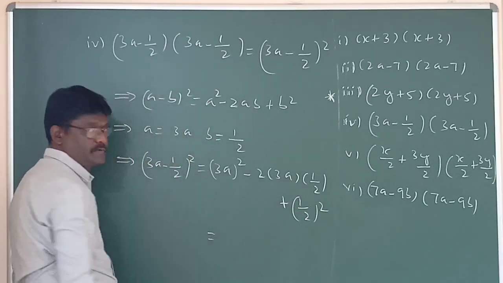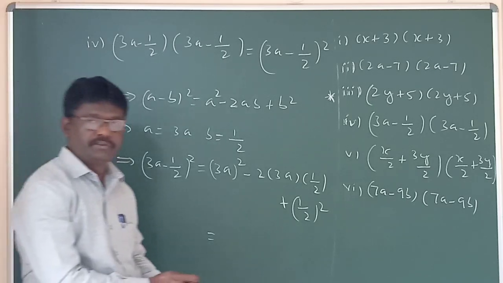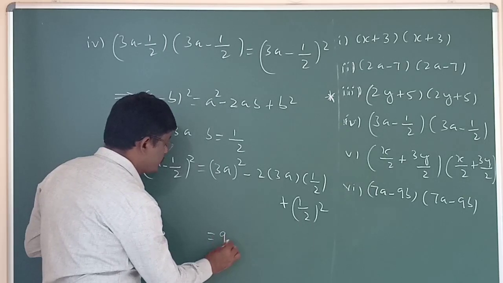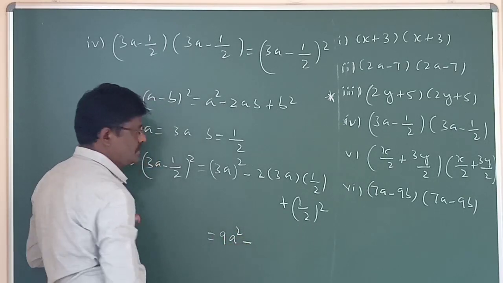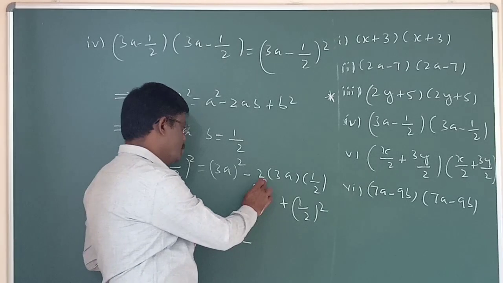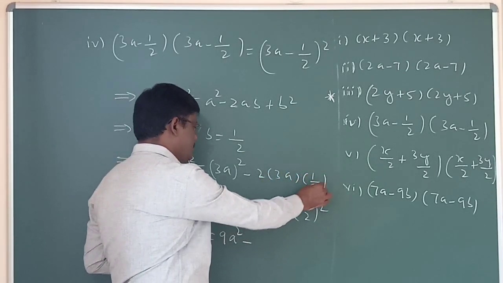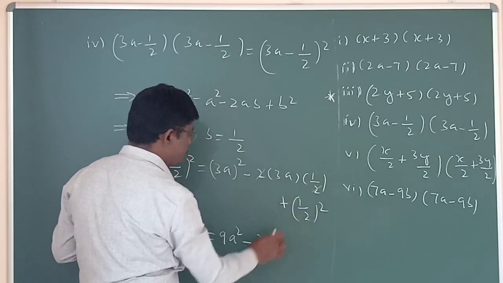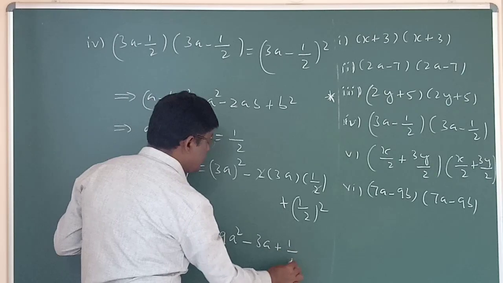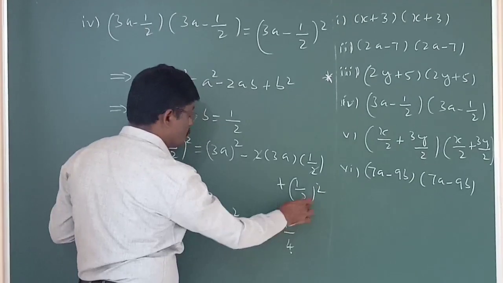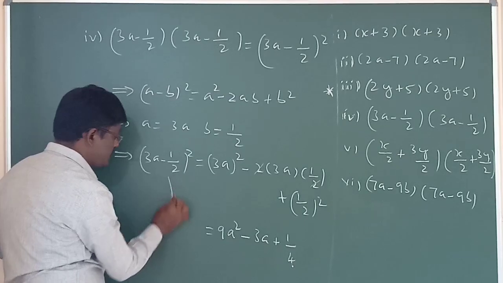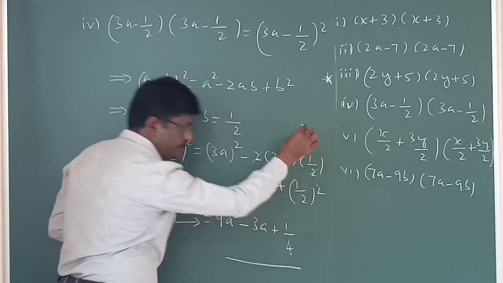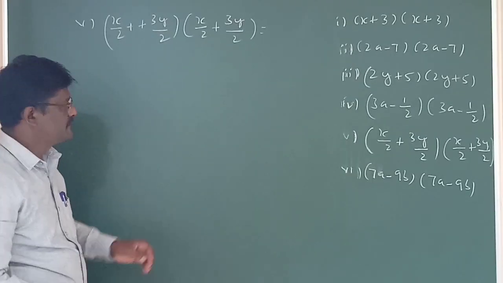Put equals 3a whole square is what? 3a into 3a. 3 3s are 9, a into a, a square, 9a square. Now just here you see children, 2 into 3a into 1 by 2, therefore 2 and 2 get cancelled. Now 3a into 1, 3a plus what? 1 by 4, 1 square, 2 square. What is this? The product of the given binomial with binomial. Okay.